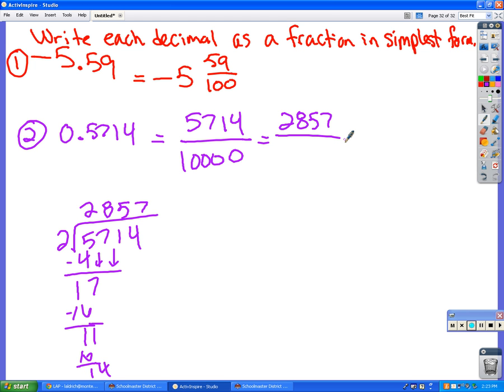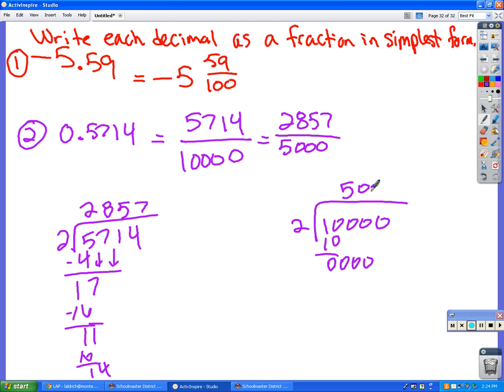So 2857 over, what is 10,000 divided by 2? Okay, that one's an easy one to do. That one is 5,000. Okay? How do you get the 5,000? Well, we just did it in our head, but if you can't do that in your head, you can do it the same way as we did the other one. We're going to divide that by 2. How many times does 2 go into 10? 5, and it goes in there perfectly.